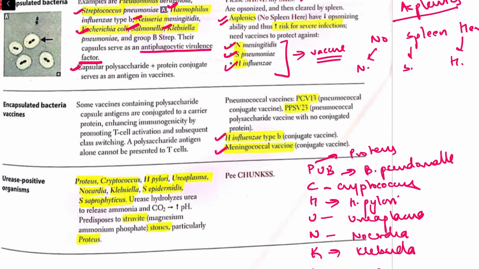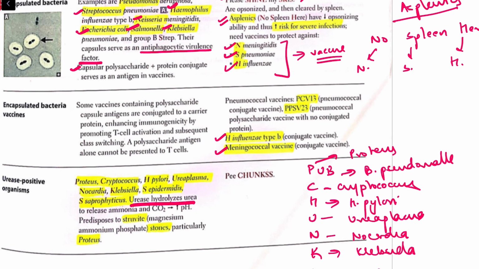So what happens is that urease hydrolyzes urea to release ammonia and carbon dioxide. Because of this the pH increases and this predisposes to the formation of struvite stones, most commonly seen with Proteus. So this is a surgery question done here. That's struvite stones. Most common organism is Proteus.